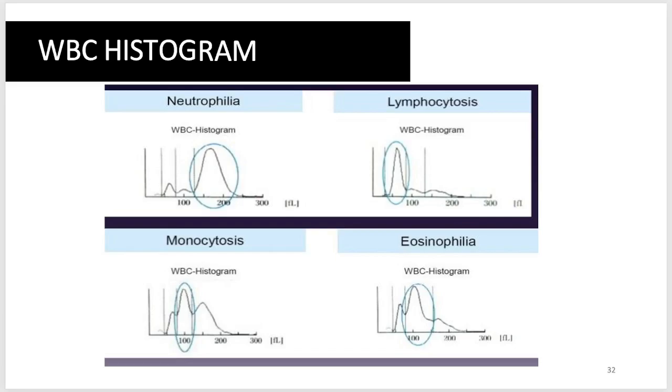Pag may particular na nagpi-peak lamang, mababa yung ibang value, tapos nagpi-peak yung particular parameter, then we will be able to identify what type of leukocytosis. So this diagram shows the different types of your leukocytosis. Pag mataas ang neutrophil, that's your neutrophilia. Pag mataas ang lymphocyte, lymphocytosis, monocytosis, eosinophilia, and etc.